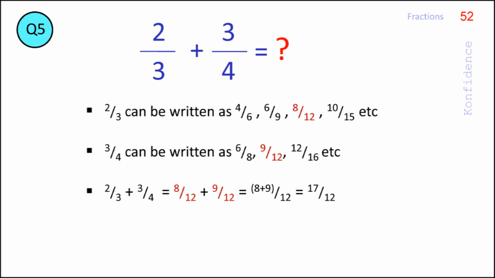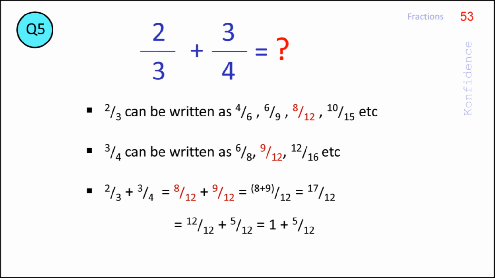Now we are adding 8 parts of 12 and 9 parts of 12. Thus, we have 2 by 3 plus 3 by 4 equal to 8 by 12 plus 9 by 12, which is 17 by 12. What does 17 by 12 mean? If we divide a whole thing into 12 equal parts, then each part will be 1 by 12. 17 by 12 is 17 such parts. It is more than one whole thing.